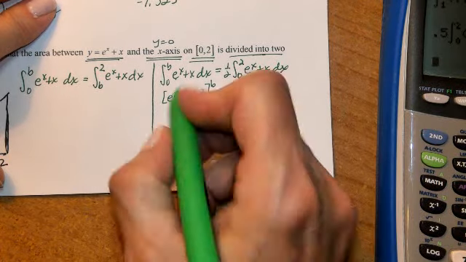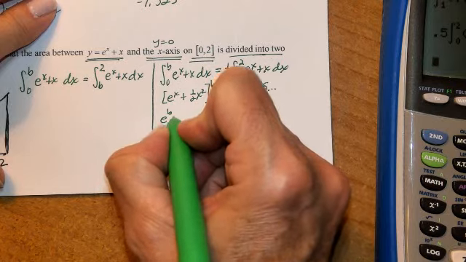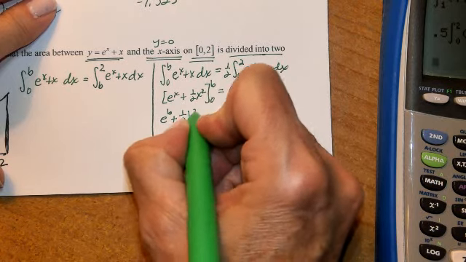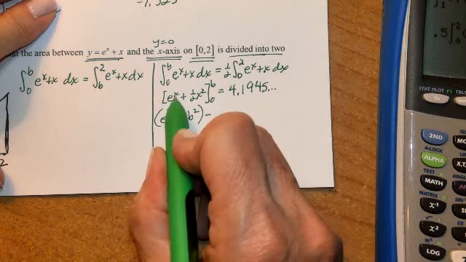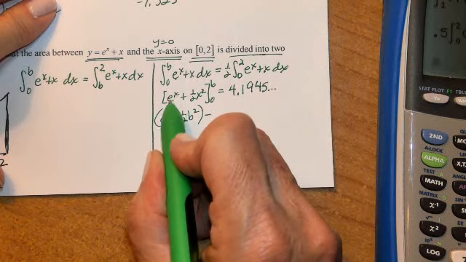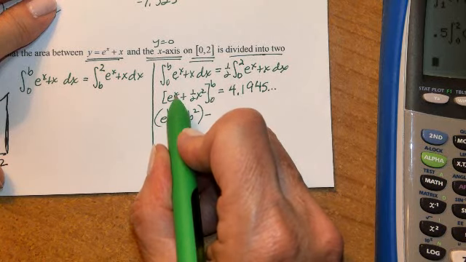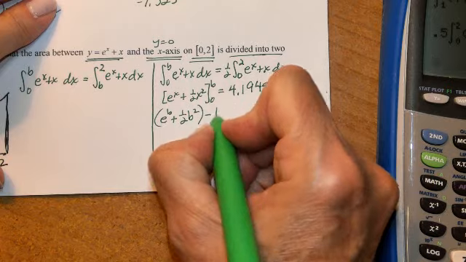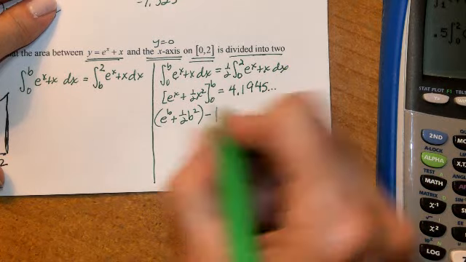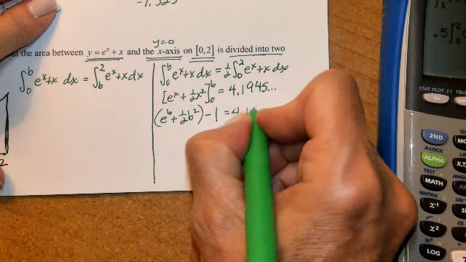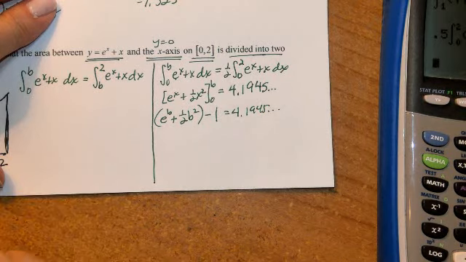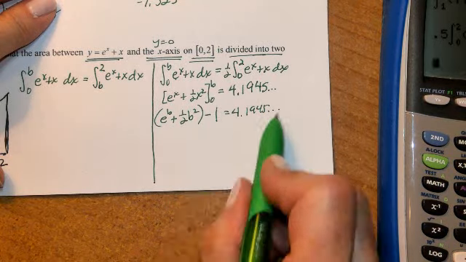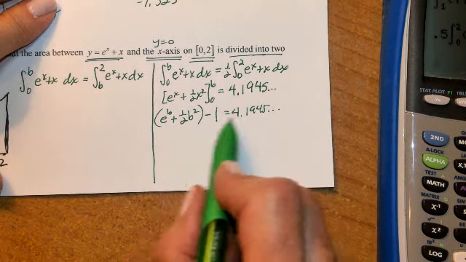All right. Okay, so this will be e to the b plus 1/2 b squared minus, when you put 0 in for x, be careful, because e to the 0 is not 0. E to the 0 is 1, isn't it? So be careful with that. Okay? And now we have to solve this for b, and we can use our calculator to do it.